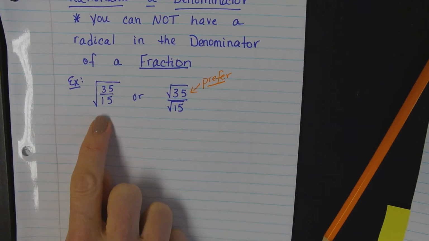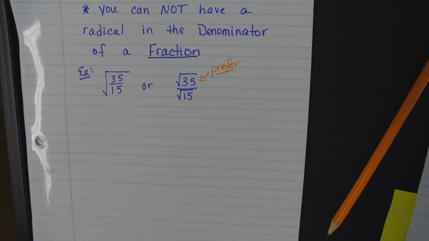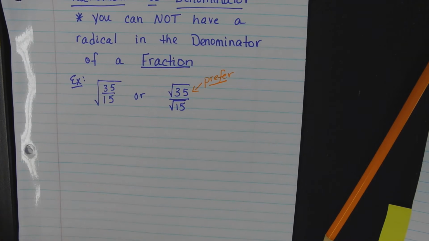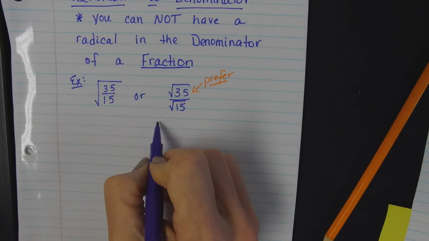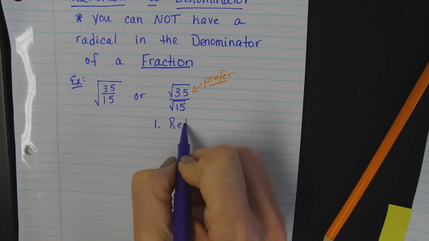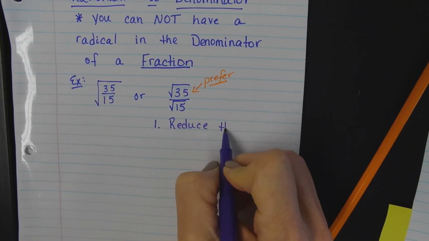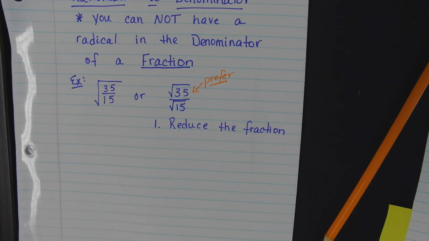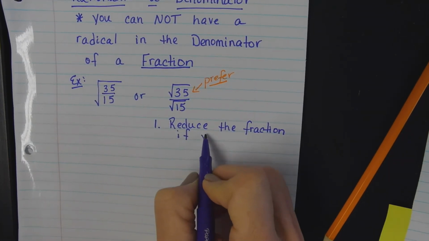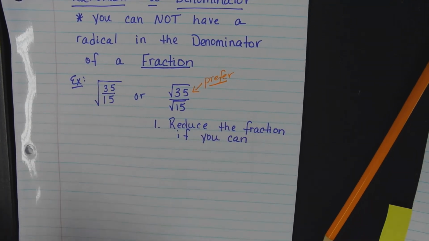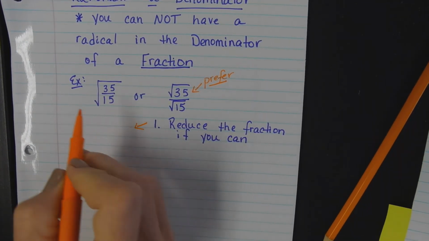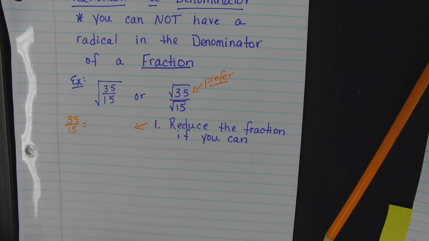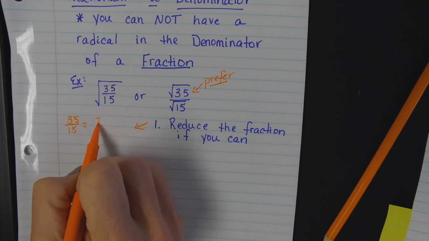So if we're given a problem like this, do you see the humongous radical right there? Do you see it? I will always rewrite it. Okay? I'm going to reduce the fraction. Well, let me do it, if you can. So I'm going to take my orange pen and I'm going to kind of go over here. Can you reduce 35 over 15, guys? Yes. Think outside the boxes. 7 over 3. 7 over 3.